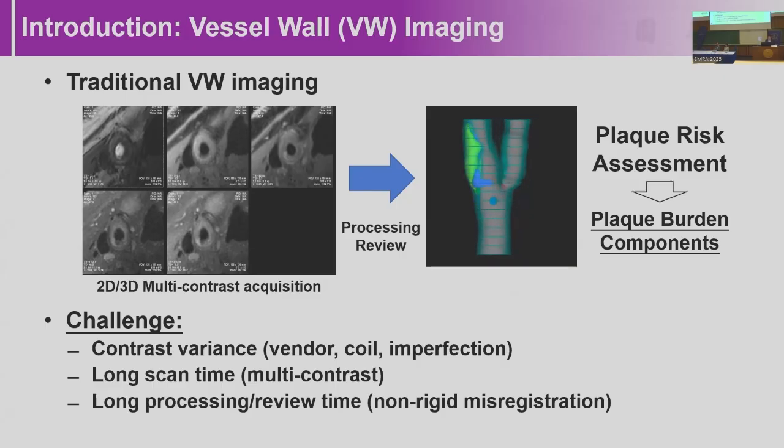The second thing is that it is usually a pretty long scan, because we need multi-contrast, multi-weighted imaging. Also, if we image the carotid artery, it is soft tissue, and the patient would move, and the review would be complicated because of the non-rigid motion between the weightings. That causes a long processing and review time.